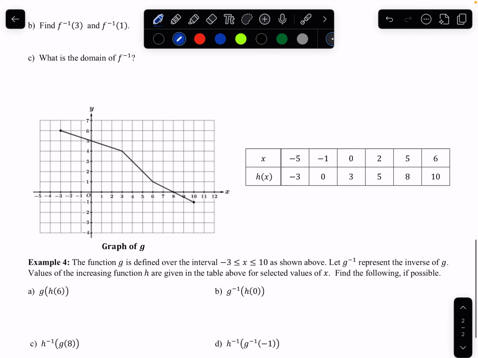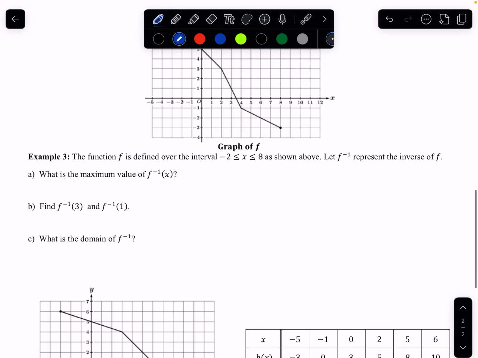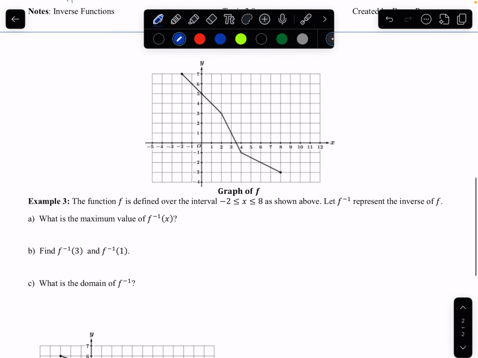Let's keep on going, see what we got here. Might not do all these. I think it might start getting a little repetitive here in a second.